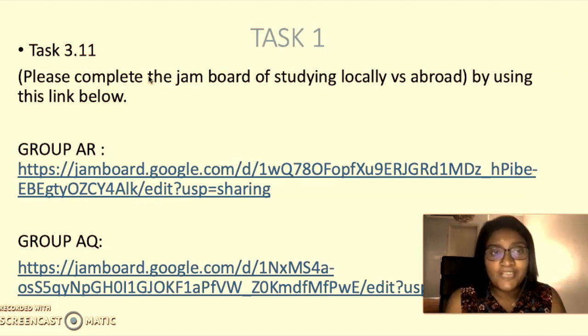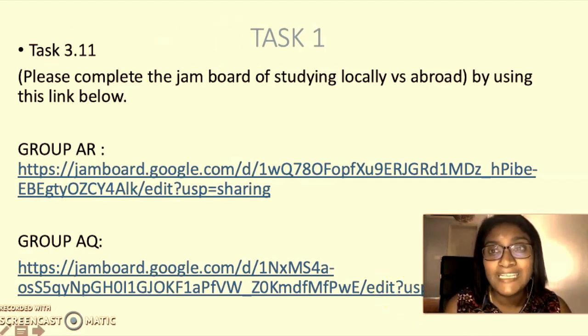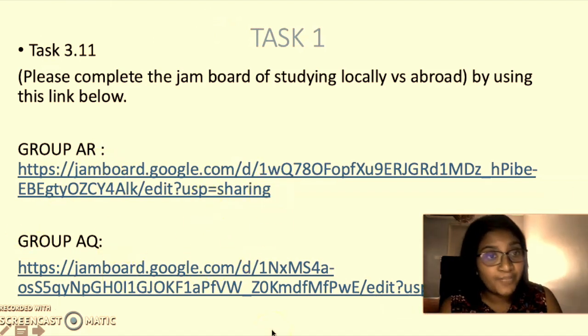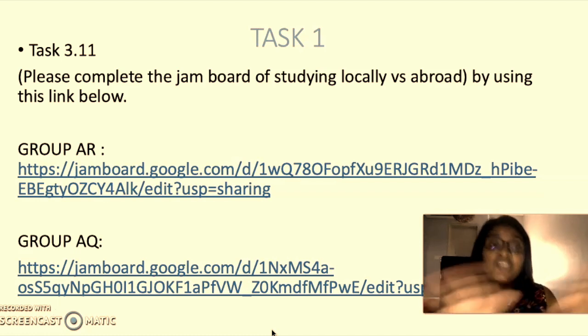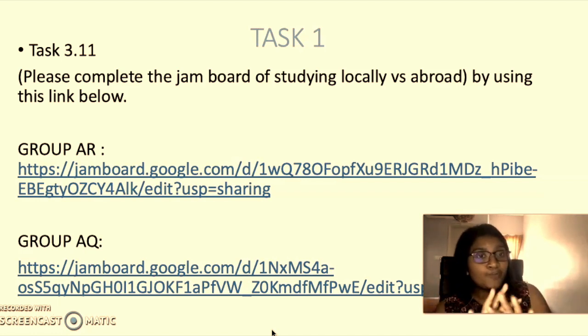I really hope you understand. If you don't, you can always drop me a question in the Telegram group so that I can assist you. You have two tasks to do here. The first one is you have to complete a Jamboard. This is only applicable for these two groups. For the rest of the groups, I'm going to put up the link separately in the Google Classroom. You are supposed to complete a Venn diagram about studying locally versus studying abroad. You can work in teams or individually, it doesn't matter, but I want to see how you brainstorm your ideas together.